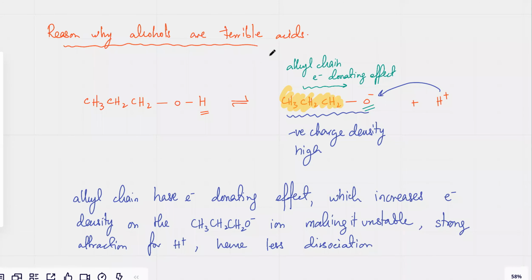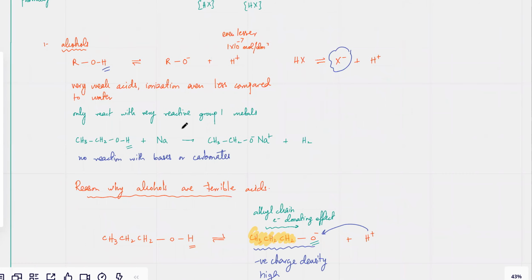Yes, sir. Okay, so there's going to be less dissociation. That's the reason why alcohols are such terrible acids. And the only reaction that they ever undergo is a reaction with sodium or any group 1 metal. That's it. They don't have any reaction with bases or carbonates, nothing. So you don't really call them acids in the first place, because the dissociation is so bad.